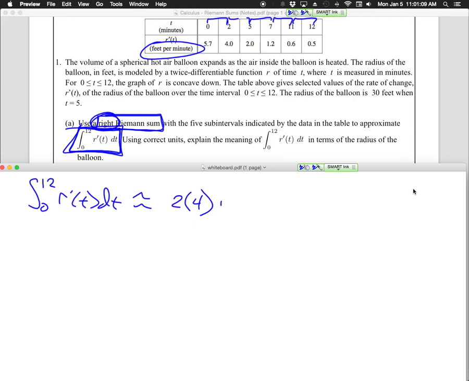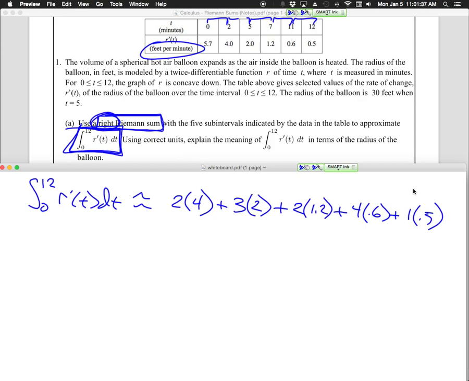What's the width of the next one? 3. And the right value is 2. What's the width of the next one? 2. And the right value is 1.2. The next one? What's the width? 4. And the height? 0.6. And the last one is 1, and the height is 0.5.